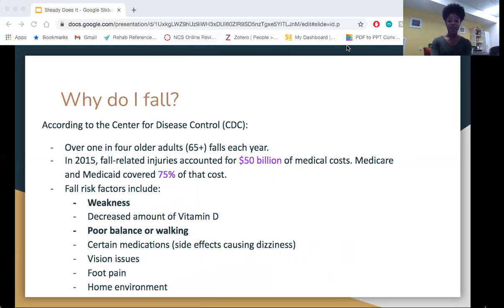Reasons or risk factors for falling could include weakness, decreased amount of vitamin D, poor balance or walking, certain medications, vision issues, foot pain, or your home environment. For the purposes of physical therapy, we focus on weakness and poor balance or walking, as well as the home environment.